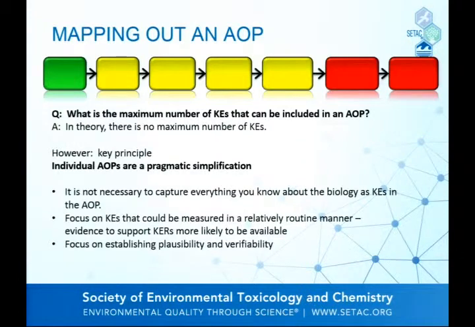Again, there's no correct answer to this question, but remember, this is a pragmatic simplification. So an AOP is not there to outline every biological event. It's there to simplify those. So the events you should include should ideally be events that are measurable, right? We're being very pragmatic here. Don't include something that's not measurable unless it's absolutely necessary for you to demonstrate that it's biologically plausible or something like that.